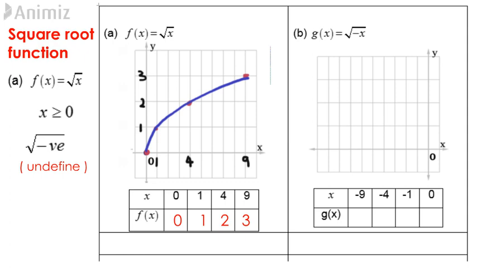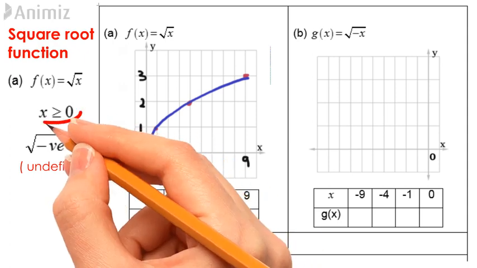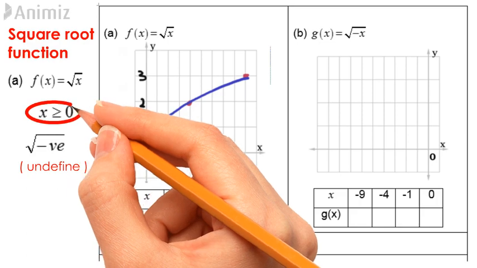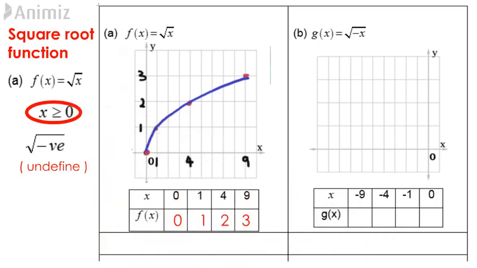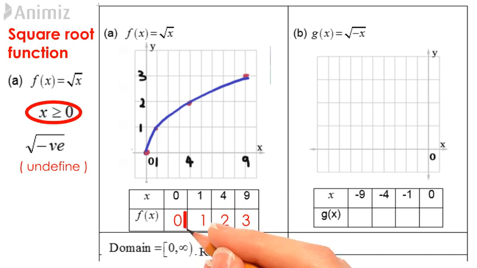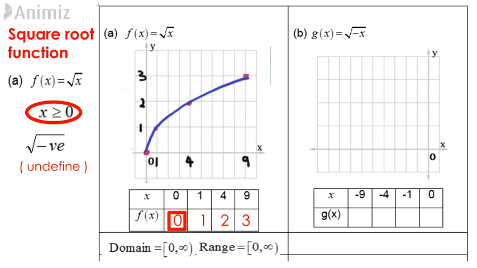The domain of square root x refers to the input of x values, starting from 0, as x tends to positive infinity, while the range of square root x refers to the output of f(x) from 0 to positive infinity.